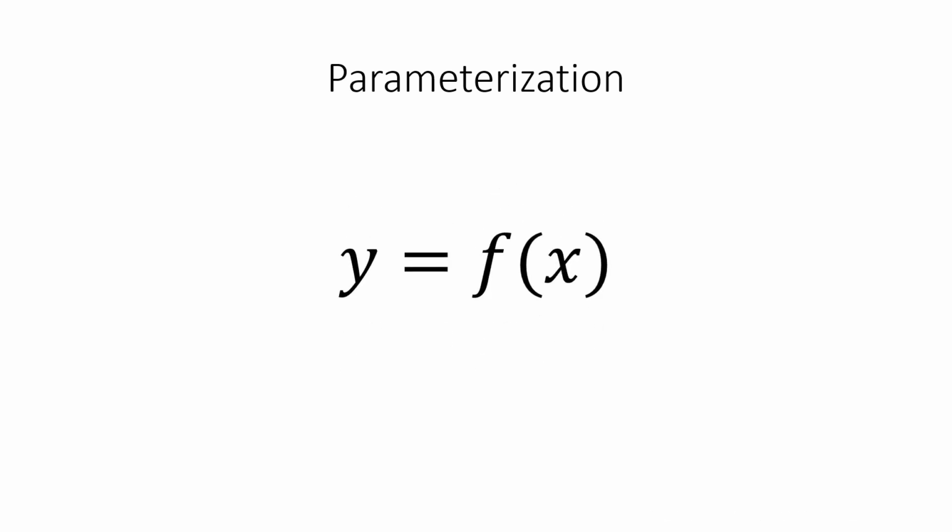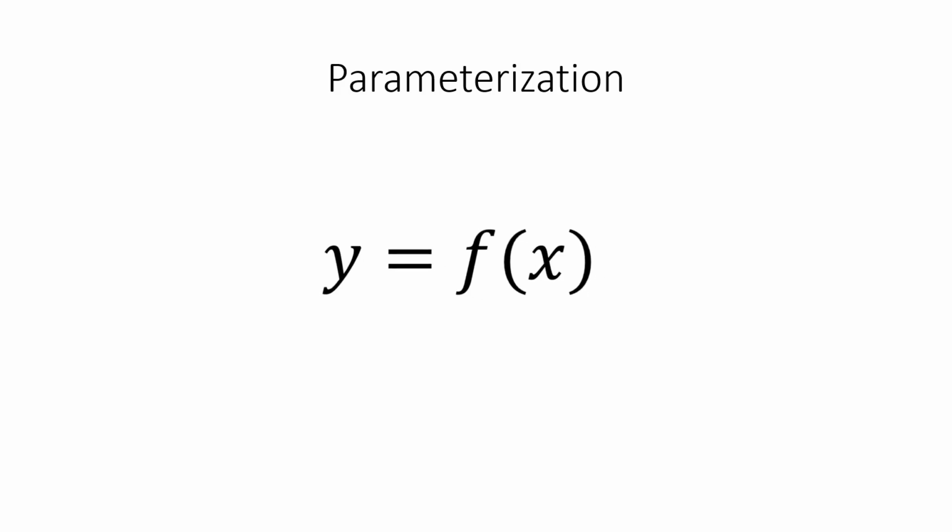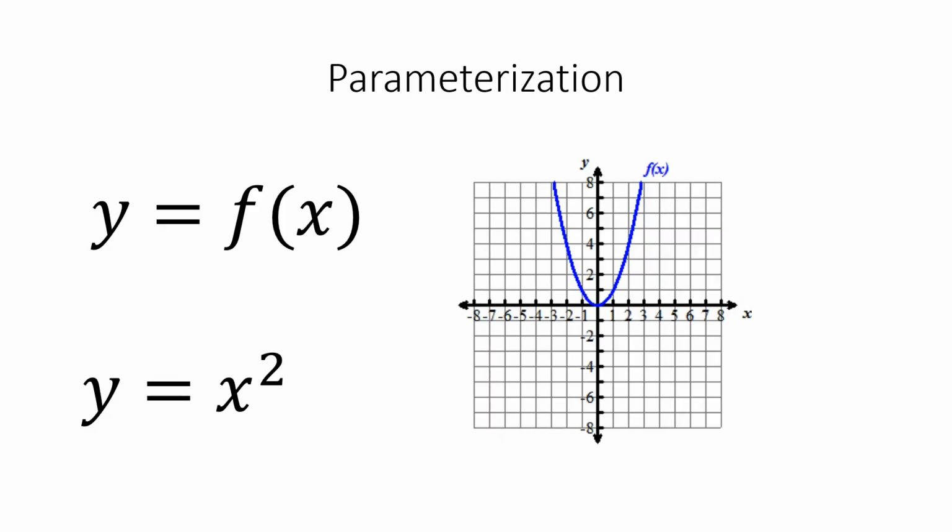You might be more familiar with the parameterization y equals f of x. This is where we get x and y graphs when we're graphing in 2 dimensions. And this is an example of a parameterization. Y is a function f of x, where the function f of x is equal to x squared. This is how you get a parabola, right? So we've got y equals x squared. So if you wanted to get your y values for this graph, you would plug in a simple value of x.